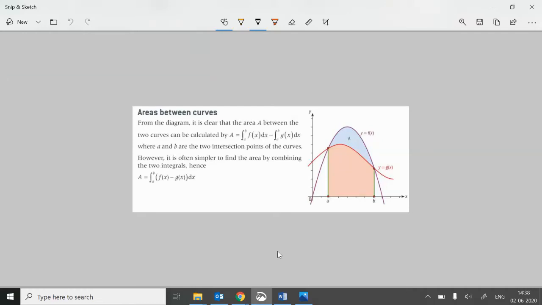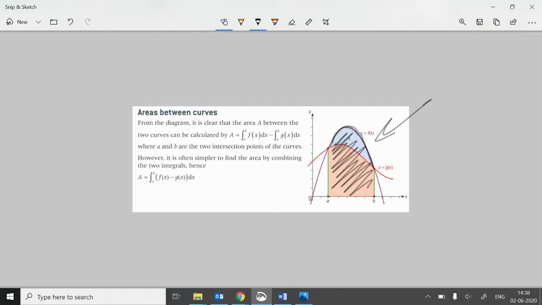This is some more techniques of integration where we're looking to find more complicated areas. So up until now, we've just worked out the area, say, for example, if we have a look at this one, the area underneath the curve for f of x, so this thing here.